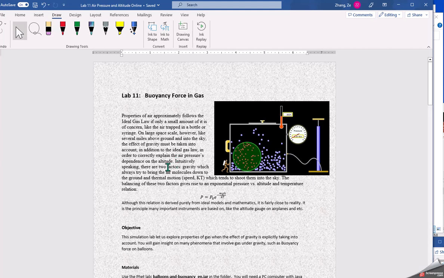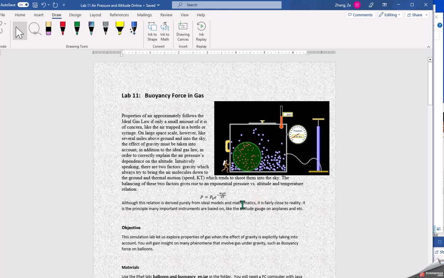Intuitively speaking, there are two factors: gravity, which always tries to bring the molecules down to the ground, and thermal motion, the speed and kinetic energy, which tends to shoot them into the sky. One end is open to outer space, the other end is the ground. The balance between these two factors gives rise to a change of pressure with altitude, and the relation between pressure, altitude, and temperature is this relation.